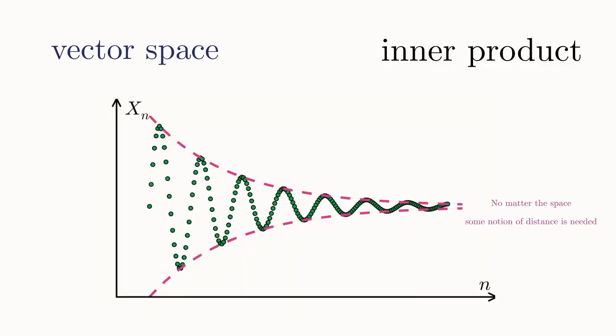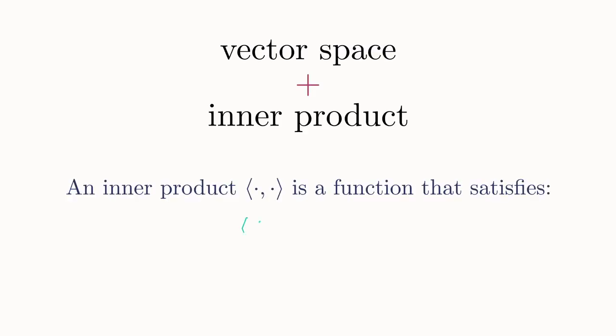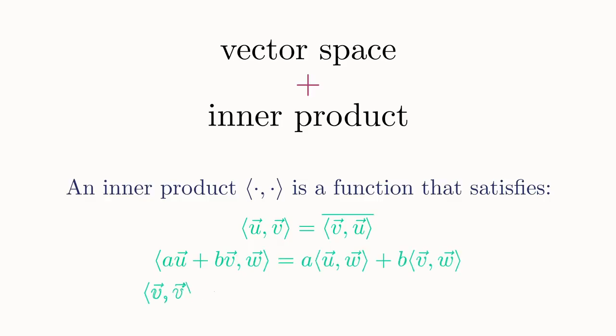In order to be able to measure these quantities, we need to add some additional structure to the vector space, an inner product, which is a function that satisfies these criteria for any vectors u, v, w in the vector space and numbers a and b that you're scaling vectors with. Essentially, this is just a generalized dot product.